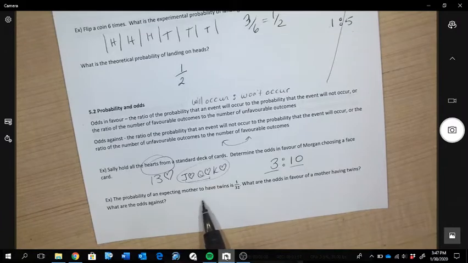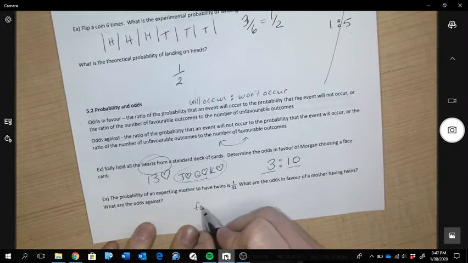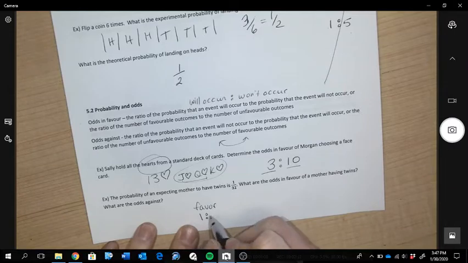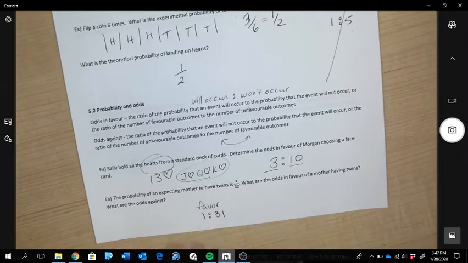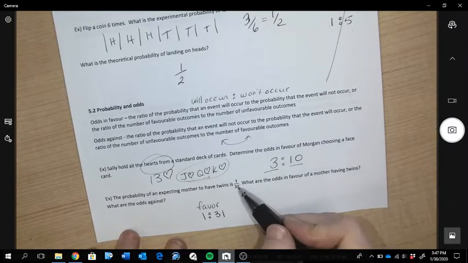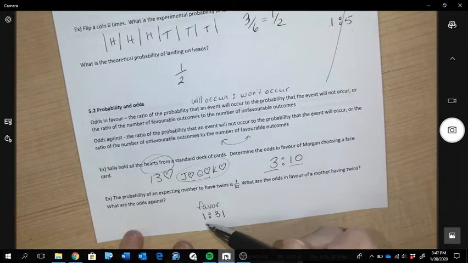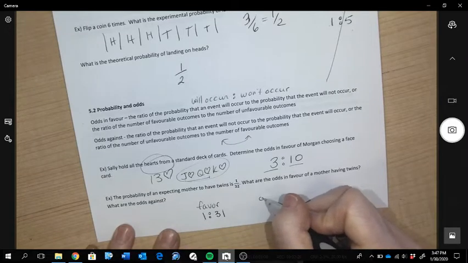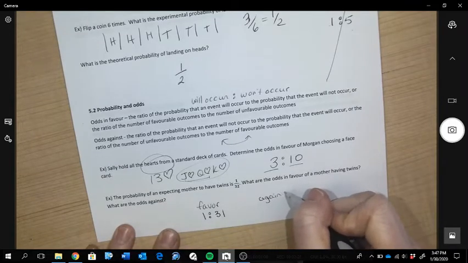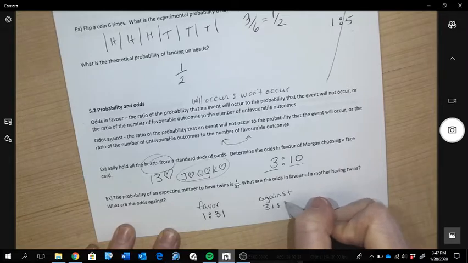The probability of an expecting mother to have twins is 1 to 32. Okay, so that's a probability, not an odds. What are the odds in favor of a mother having twins? So favor would be 1 to, this would be 31, because you know that this adds to that. There's 1 chance of getting it, 31 opportunities to not. So the odds against would therefore be 31 to 1.